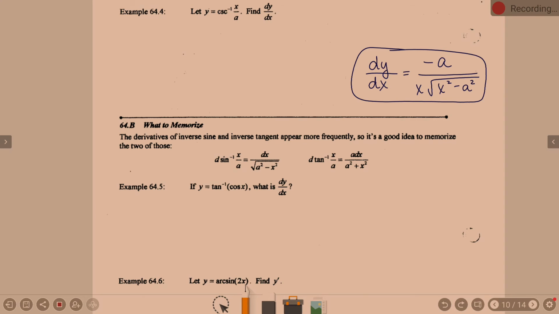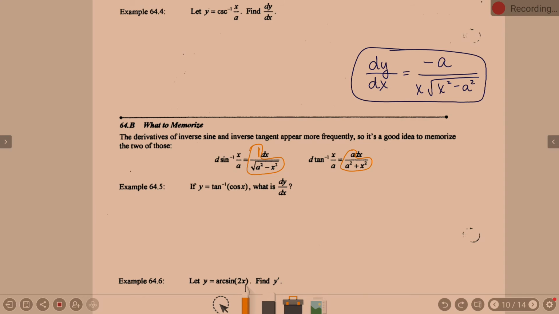So the idea here, the derivative of sine inverse of x over a, keep in mind, think of that as 1 over the square root of a squared minus x squared. Over here, the derivative of tangent inverse of x over a, notice, is a over a squared plus x squared. Whereas this one is 1 over the square root of a squared minus x squared.